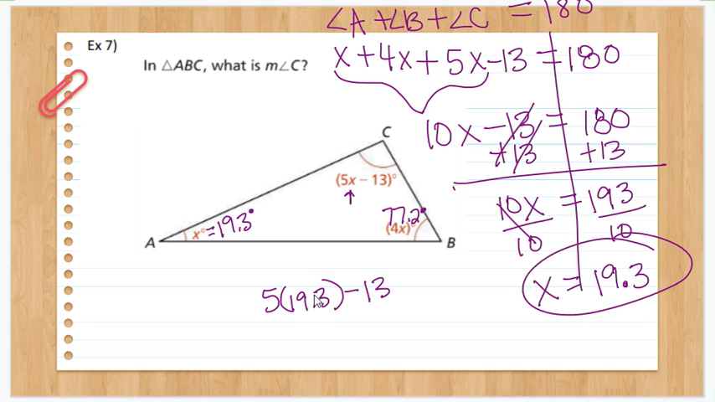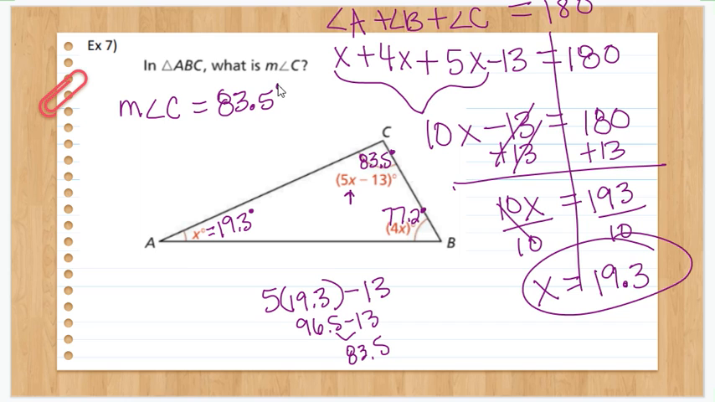I'm just going to plug in because I have my calculator, and that's easy for me. 5 times 19.3 is 96.5. Subtract 13, and I get 83.5. So the measure of angle C equals 83.5 degrees. And if you wanted to check it, because we always want to make sure we get them right, add up 83.5, 77.2, and 19.3, and all three together should equal 180.